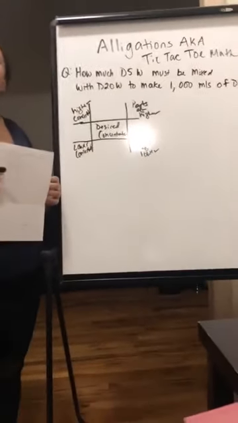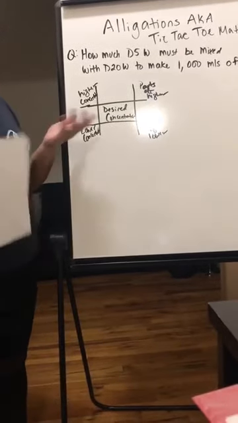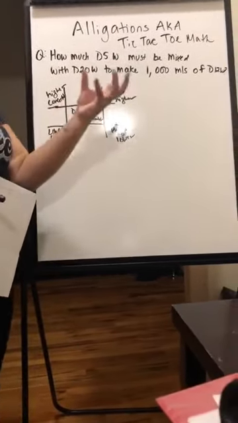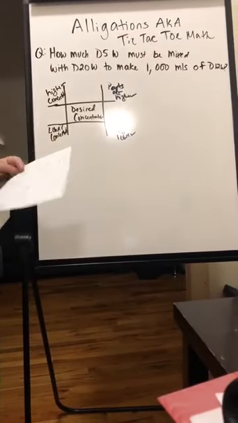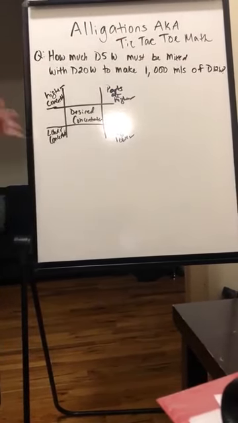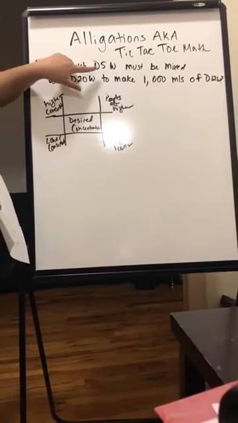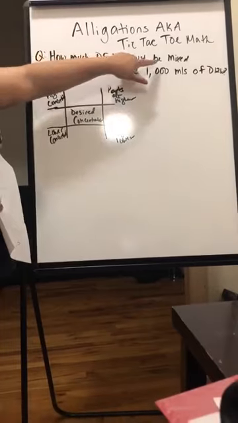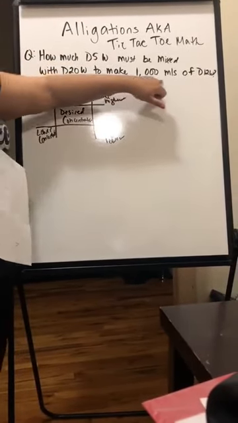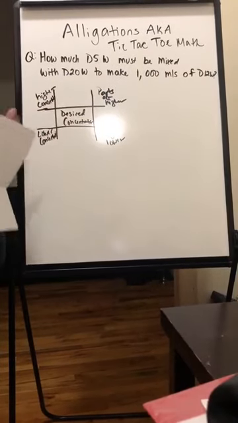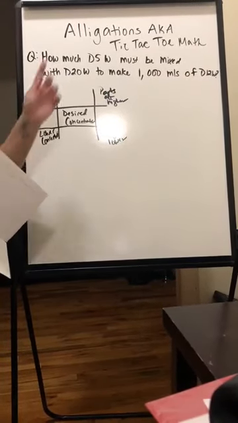Whenever you make lemonade or Kool-Aid or iced tea or any of that, it's considered an alligation. You're taking some of this and some of that and mixing it together to create something else. So I want us to go ahead and look at the first problem. The first problem says how much D5W must be mixed with D20W to make 1,000 mLs of D12W. So your question right now is, what is D5W?